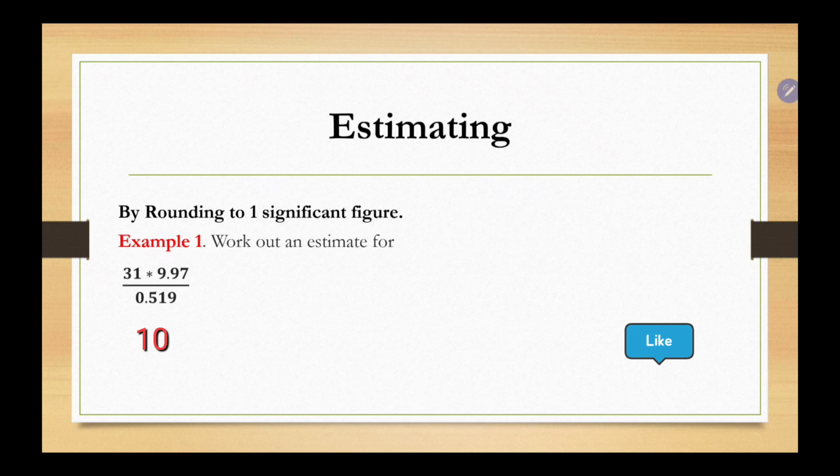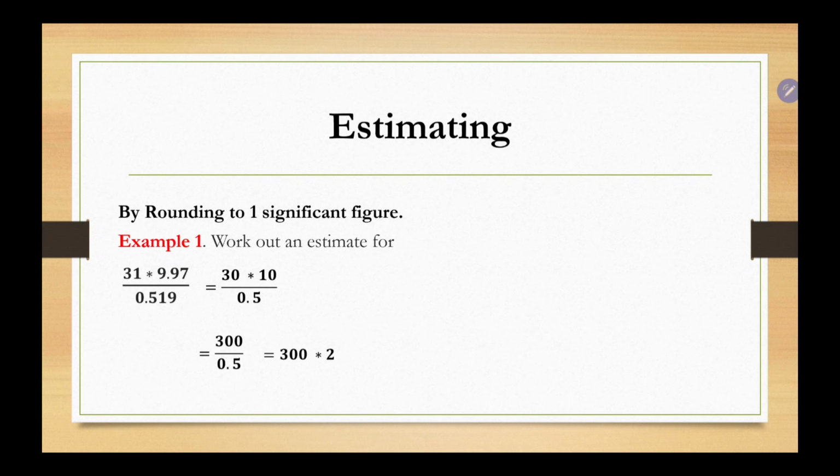In the denominator, we have 0.519. And in this case, 1 is the decider. 1 is less than 5, so we round our answer down to 0.5. And here is what we're going to have. 30 times 10 divided by 0.5. So we have estimated each of these values and it makes it much easier for us to work with. So now we have 30 times 10 divided by 0.5. 30 times 10 is 300. Then we divide that by 0.5. That will give us 300 times 2, and that would be 600.